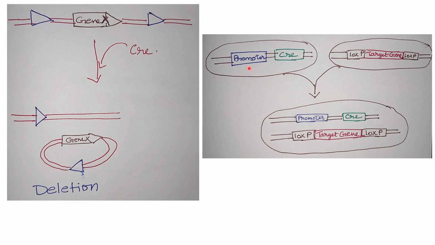It will have both the genes. That is, the Cre gene will also be there, and the gene which has to be deleted, flanked by LOXP sites, will also be there. So now this promoter will synthesize the Cre recombinase protein, and this Cre recombinase protein will act on the LOXP sites, and this target gene will be deleted. Okay, so that is just one example of how you use the Cre recombinase technology for deleting the gene.